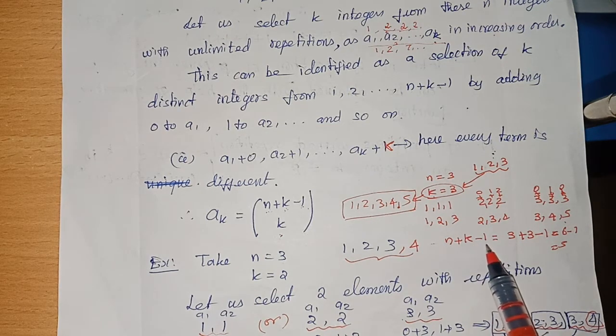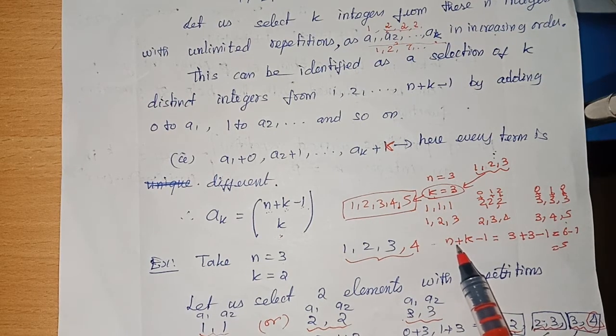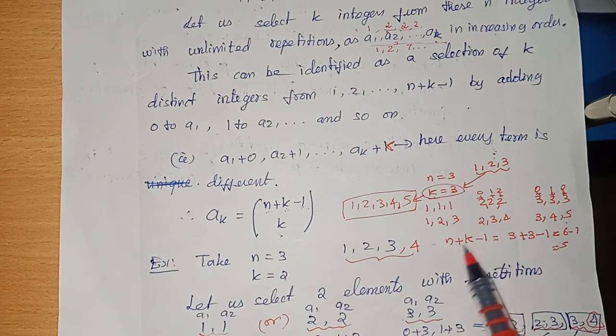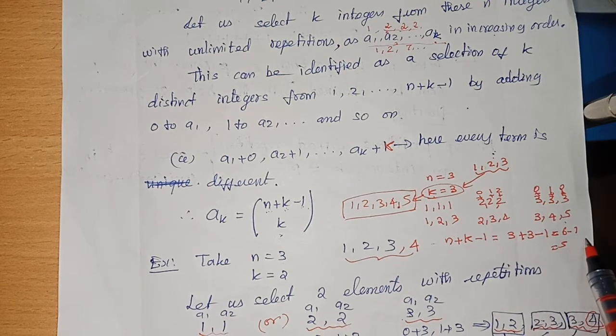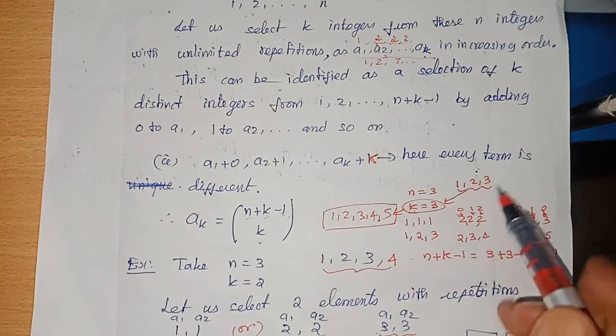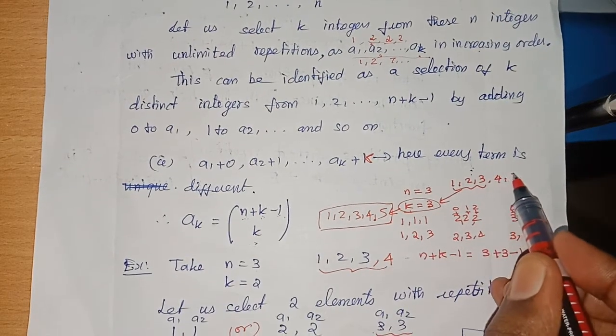n plus k minus 1. What is n plus k minus 1? n is 3, I am going to select 3 objects, that is k is 3, minus 1. 3 plus 3 minus 1, 6 minus 1 is 5. So I have to extend the objects to 5.